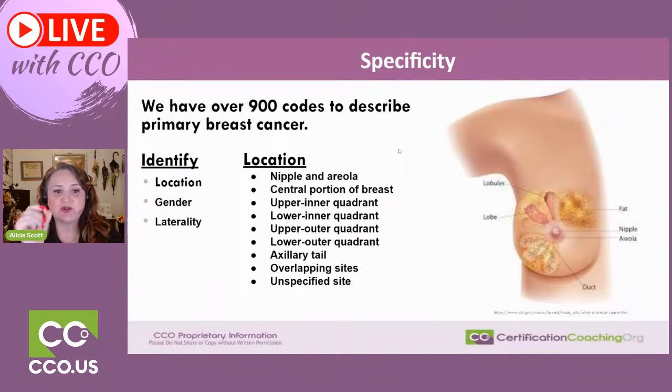Let's say it's lower inner quadrant. So now we have the location. Is it on a male or a female? Well, it's a female. Okay. Now, you see how many codes that we're getting into? Is it the right or left breast?